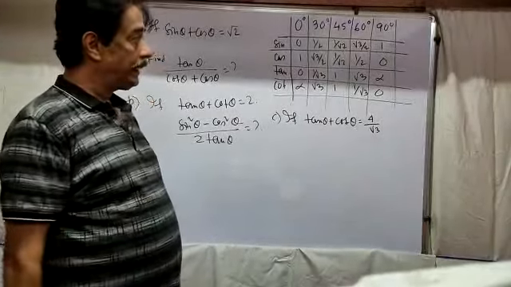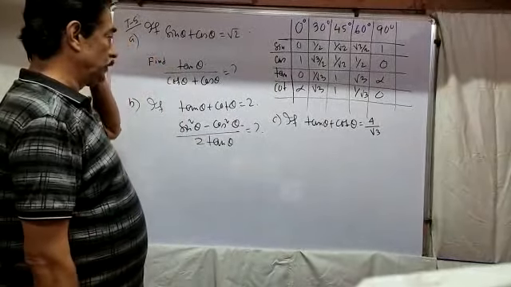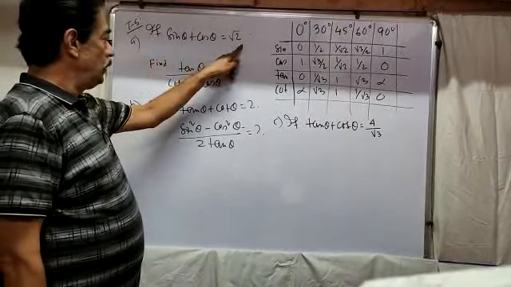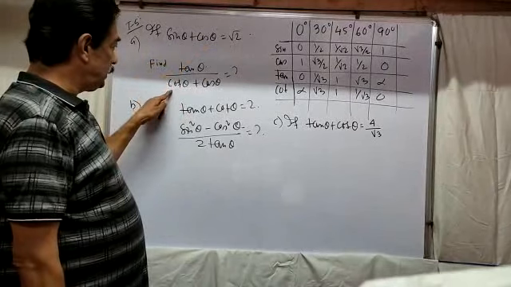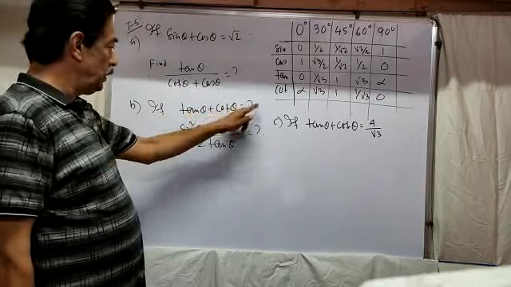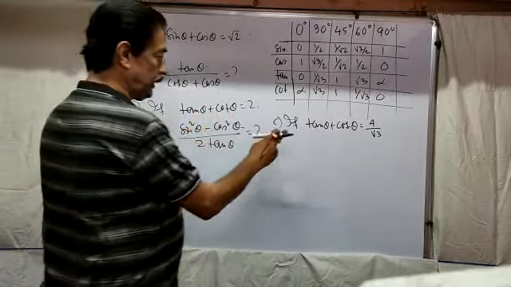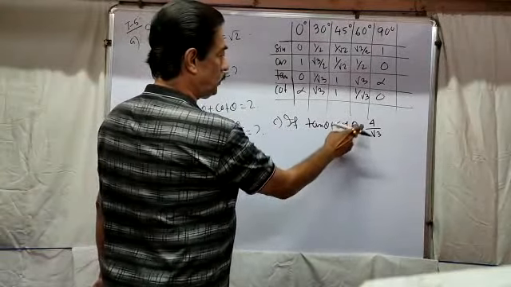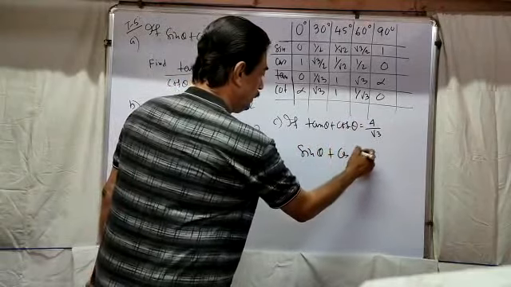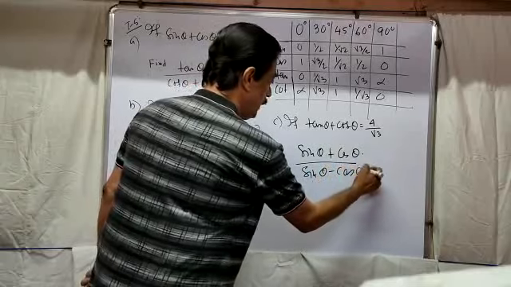Now follow our next step, the most important pattern. They are giving 3 problems. 1. If sin theta plus cos theta equal root 2, what is the value of tan theta by cot theta plus cos theta? Number 2. Tan theta plus cot theta equal to 2. Find the value of (sin square theta minus cos square theta) by 2 tan theta. Third question. If tan theta plus cot theta equal to 4 by root 3, find the value of (sin theta plus cos theta) by (sin theta minus cos theta).